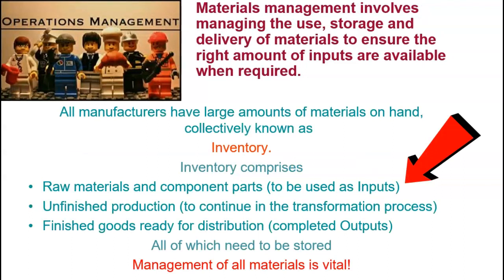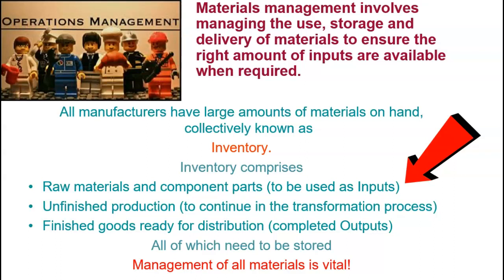So as a beginning point, all manufacturers have large amounts of materials on hand, and collectively those materials are known as inventory. So inventory comprises raw materials and component parts which go into the system as inputs into the operations management system. We have unfinished production. So the factory may have shut down for the day, production hasn't been completed, so there are unfinished items. So these continue later on in the transformation process.